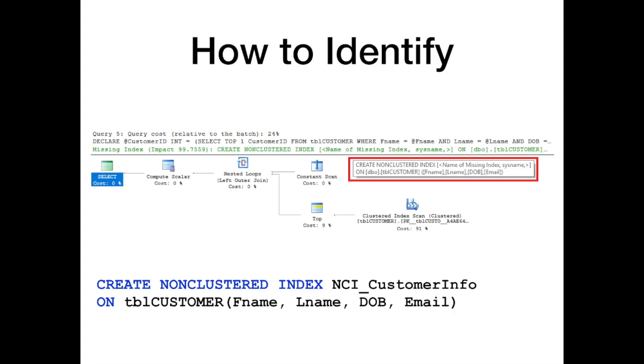And this is exactly what it's suggesting we do: create a non-clustered index on first name, last name, date of birth, email. And so the code is there at the bottom. It's literally CREATE NONCLUSTERED INDEX name ON table, and then the columns, the attributes you want to index on. Now you're having more than one column in this index. So that is often not obvious, that we can have multiple columns in a single index.